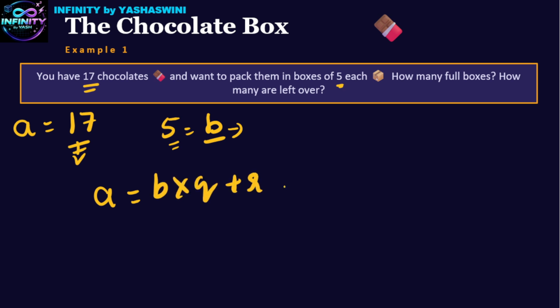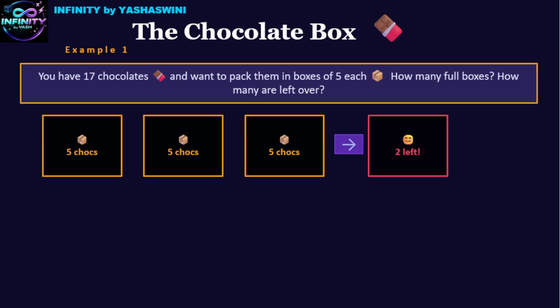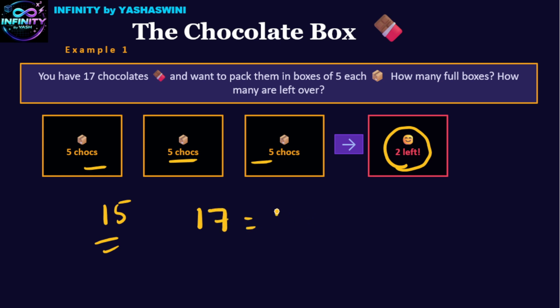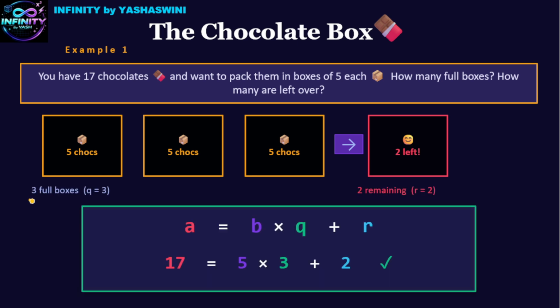If you divide 17 by 5, you will get 3 full boxes because 5 threes are 15, and you are left with 2 extra chocolates. According to Euclid's division lemma, how can we write it? We can write it as 17 is equal to 5 into 3 plus 2. So we divided 17 chocolates as 5 chocolates in each box, like 3 full boxes and 2 chocolates remaining.